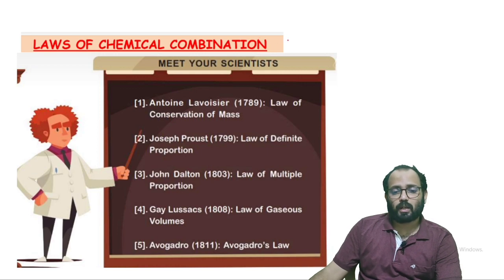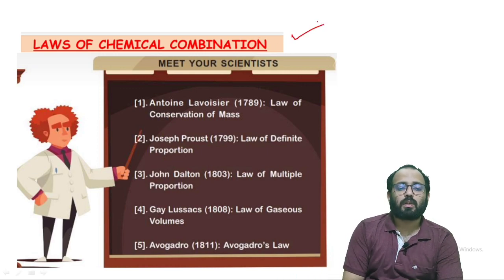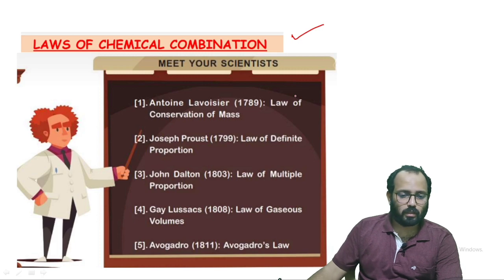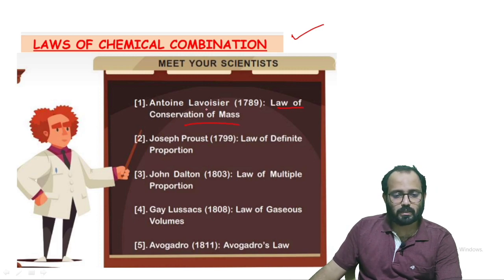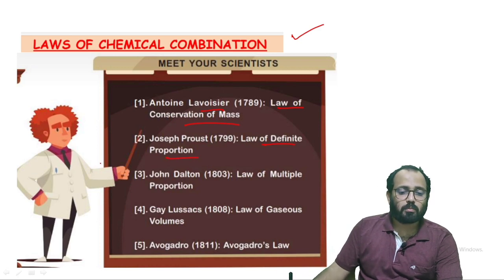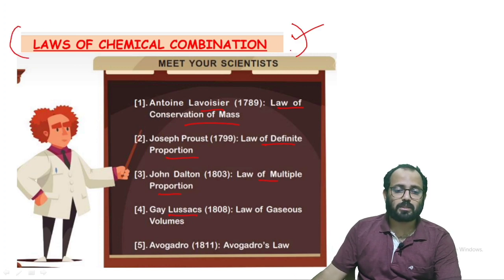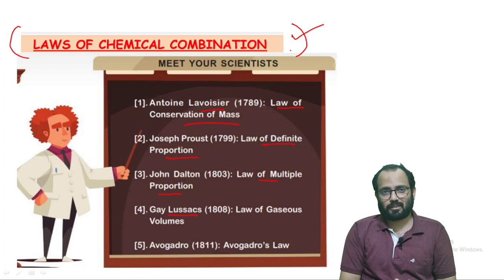Then the next topic that we have to discuss in the next lecture is the laws of chemical combination. There are five important laws of chemical combination. The first one is the law of conservation of mass, given by Antoine Lavoisier. The second one is the law of definite proportion, given by Joseph Proust. The third one is John Dalton's law of multiple proportion. The fourth one is Gay-Lussac's law of gaseous volumes, and the fifth is Avogadro's law, given by Avogadro. So in the next lecture, we'll discuss these laws of chemical combination in detail.